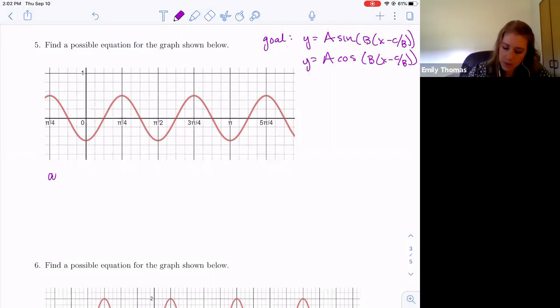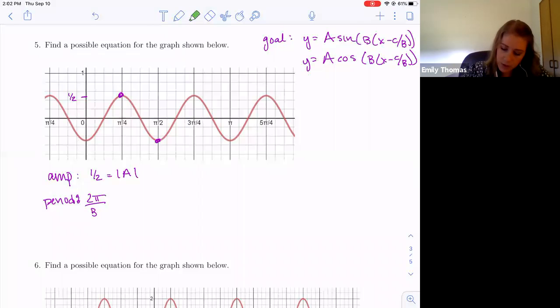So let's figure out what the amplitude is. The amplitude, again, is how far away from the x-axis this thing gets. So that's at 1/2. So the amplitude is 1/2. That is the absolute value of A. The period, remember in general, is 2 pi over B. And how do we figure that out here?